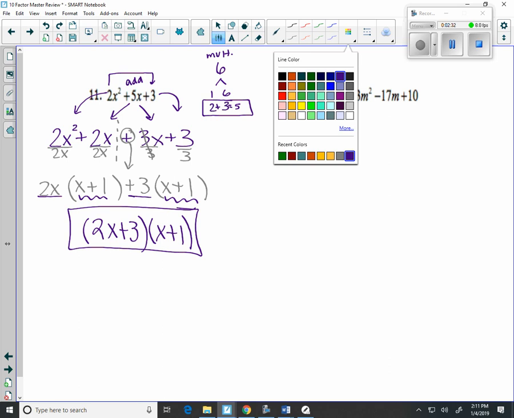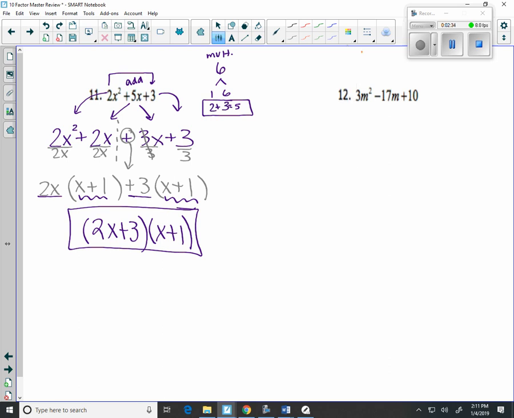Okay, on to the next. 3, 17, and 10 do not have a GCF, so I'm going to do A times C. 3 times 10 is 30. I need two numbers that multiply to 30 and add to negative 17.